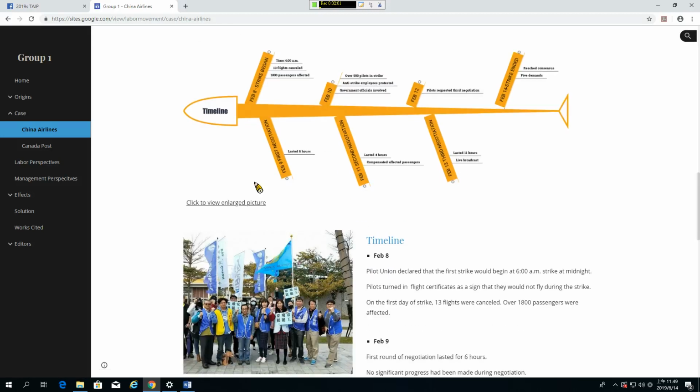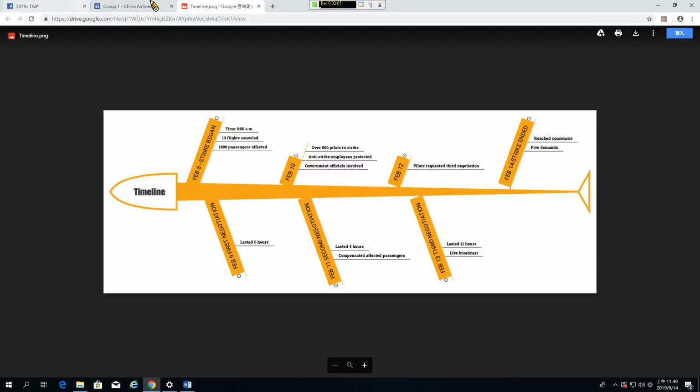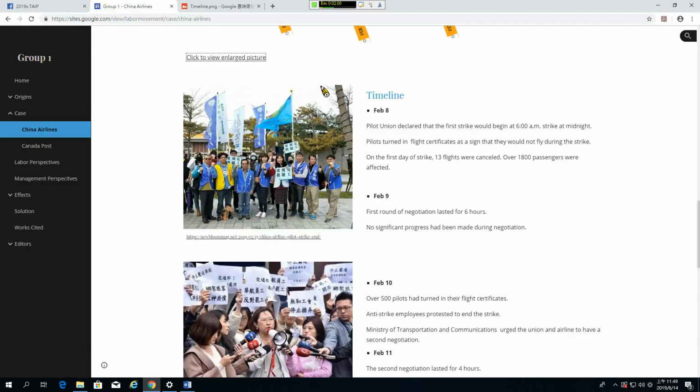This is a small picture. If you want to see a larger one, you can click this link and you can see a larger one. And this is basically what happened in these 7 days.